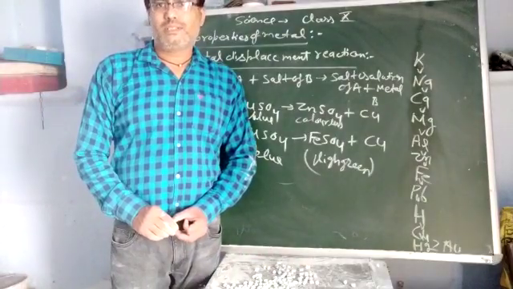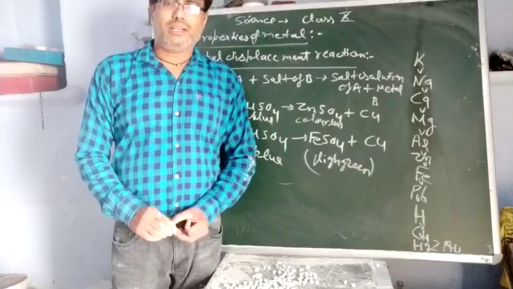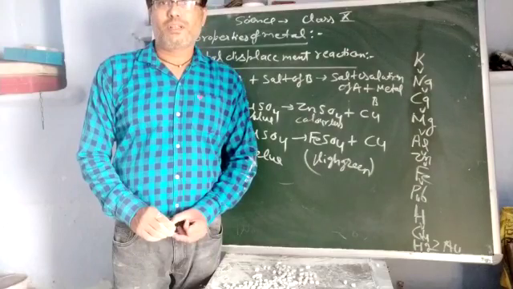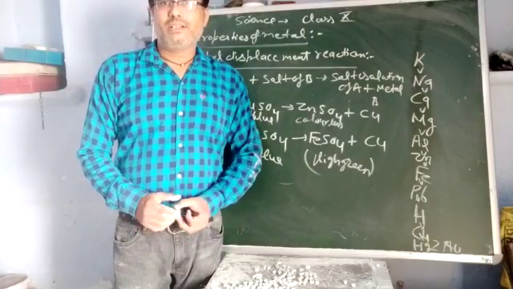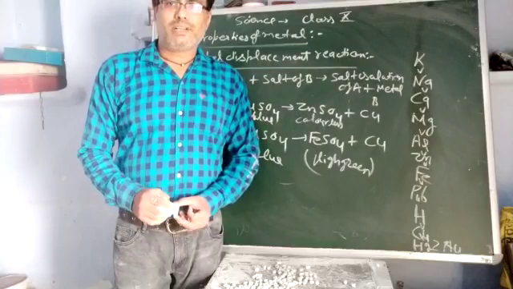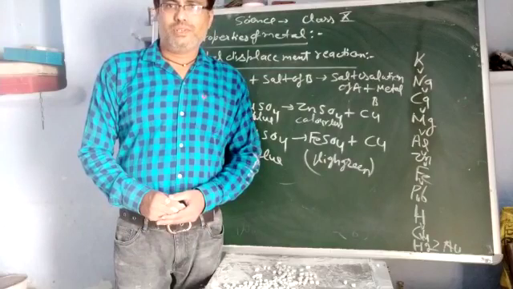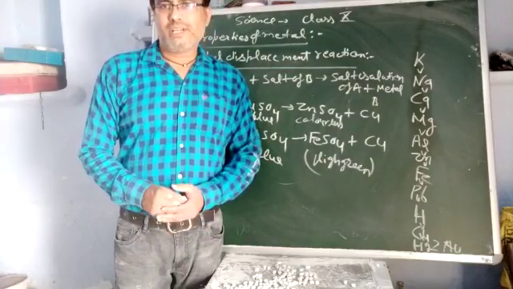Students, today we will discuss the chemical properties of metals, and in this we will discuss the metal displacement reaction. You know that a more reactive metal displaces a less reactive metal from its compound solution or its ion solution. This reaction is known as a metal displacement reaction.